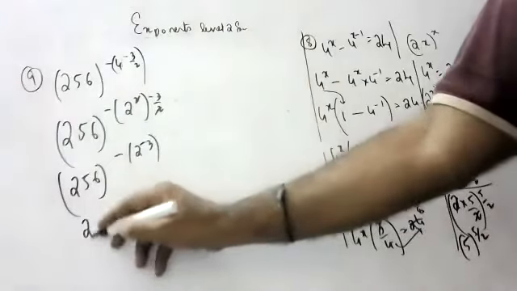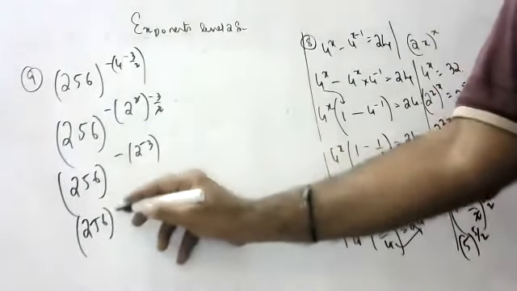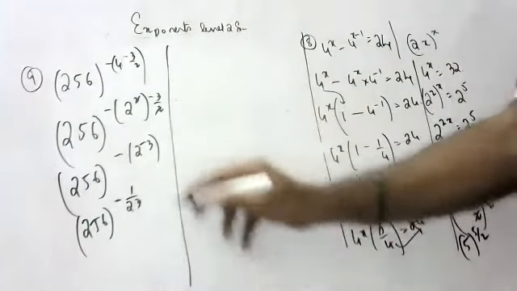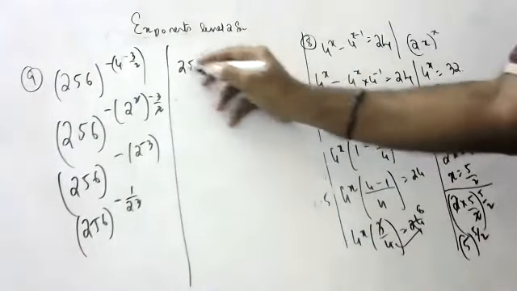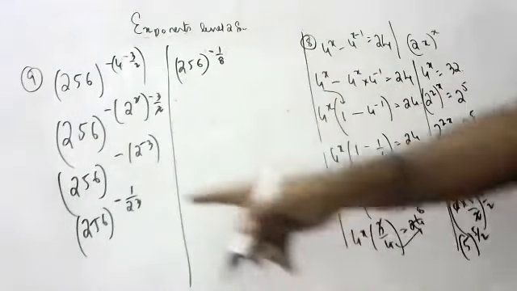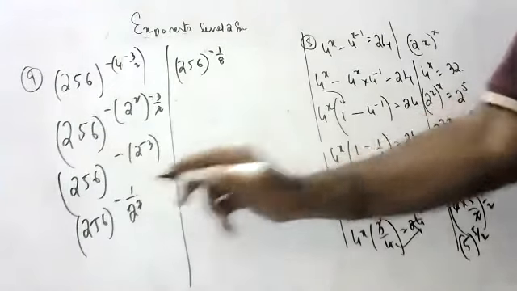How can you write 256? 256 to the power of minus 1 by 8, sir. 2 to the power of 3 is 1 by 8. Okay. 1 by 8, yes, sir.